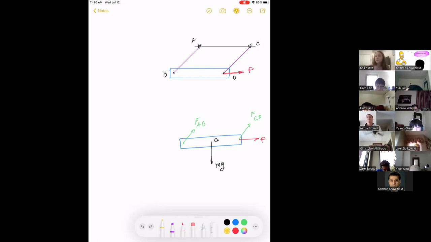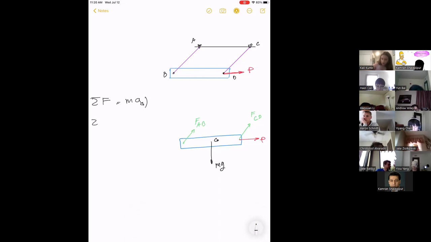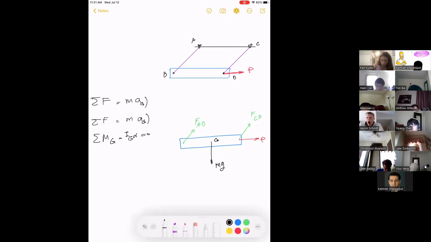Now, this is the case. I'm going to write my equations of motion. Summation of forces in one direction equals m a_G in that direction, summation of forces in another direction equals m a_G in another direction. I didn't say which direction, I'm going to ask you. And then summation of moments about G equals I_G alpha, which is zero here, because alpha is zero, right?